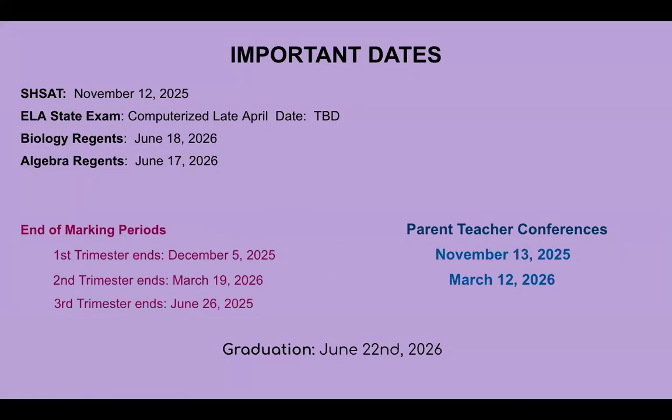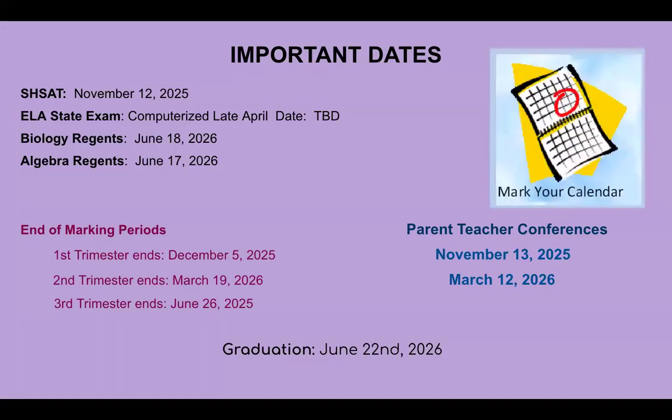Some important dates. Ms. Miller had already spoken about the SHSATs. The ELA state exam is computerized, in late April, date still to be determined. The bio Regents is on June 18th, and the algebra Regents is on June 17th. The first trimester ends December 5th, the second trimester ends March 19th, 2026, and the third trimester ends June 26th. Parent-teacher conferences are on November 13th and March 12th in the spring. And graduation is June 22nd, 2026. And that's about it.